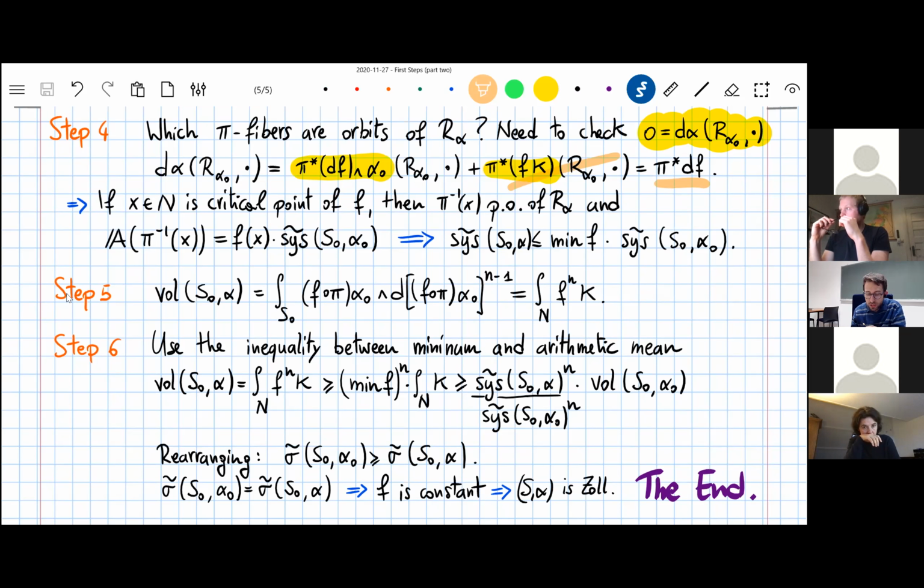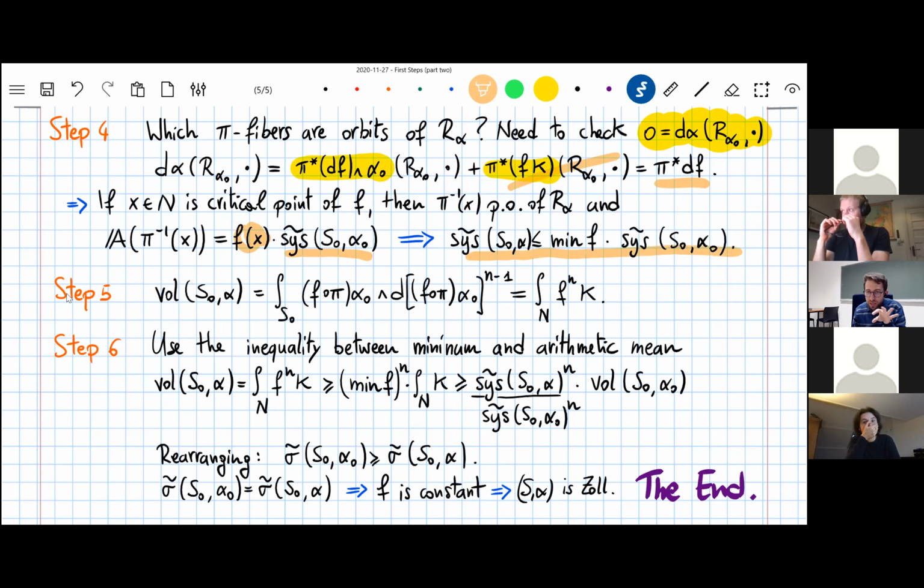And what is the action in this case? You have to integrate alpha along the orbit, but alpha is f times alpha 0. So the action is basically f at the point x times the action for the orbits of alpha 0, but all the orbits of alpha 0 have the same action, so this is already the systole. This means now that if you take x as the minimum of f, then you have this inequality between the systole for alpha and the systole of alpha 0.